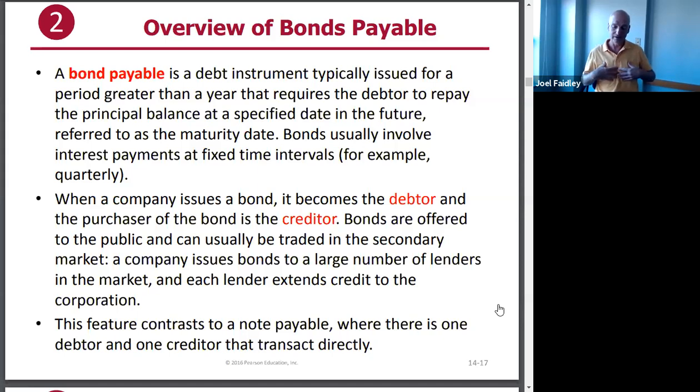So I'm the what? I'm the debtor, as it says here in the middle, whoever's issuing the bonds, and the purchaser of the bond is the creditor. They're the ones that are creditors that own these bonds. But this is just an instrument, a debt instrument that companies sell to people, whoever it might be.